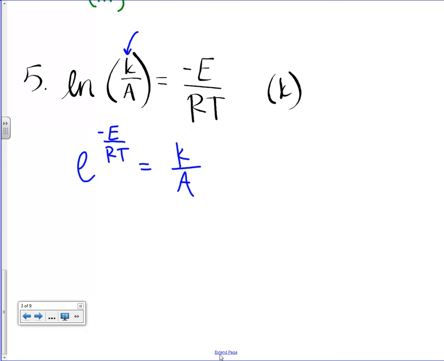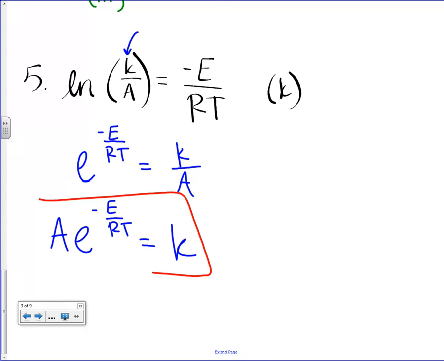And what's the last step to solve for k? Multiply by a. If you want to put parentheses around the exponent, you're more than welcome to. You don't have to. But that would be your answer.